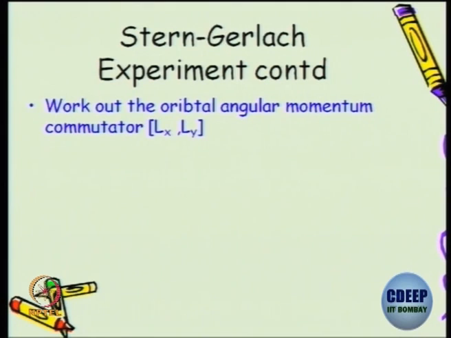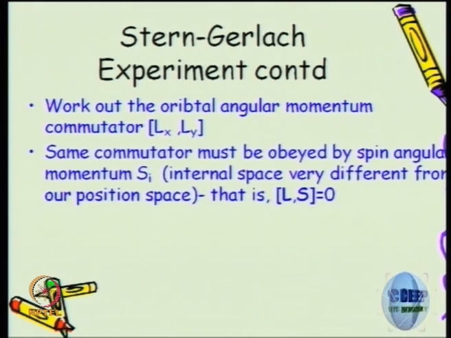This is something which you have already worked out, orbital angular momentum Lx and Ly. We claim that the spin angular momentum is not very different from the orbital angular momentum as far as this commutator. Just like the way we do Lx, Ly, we expect Sx, Sy to have the same commutator.